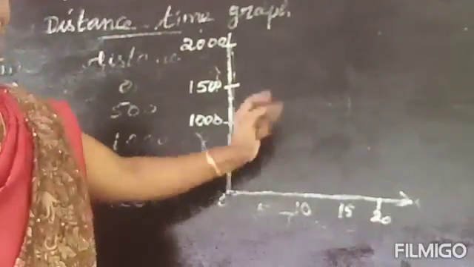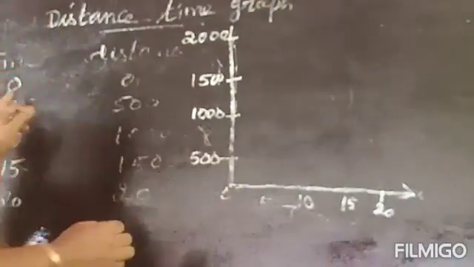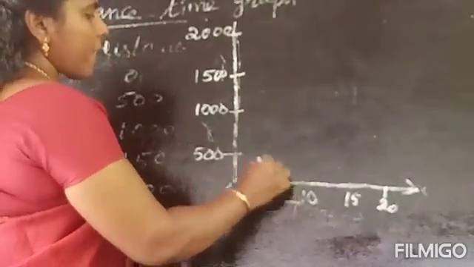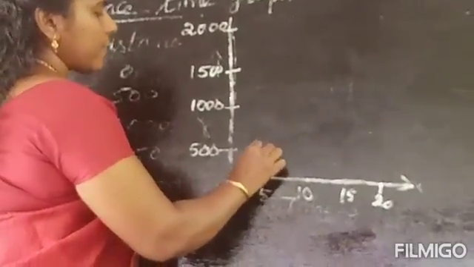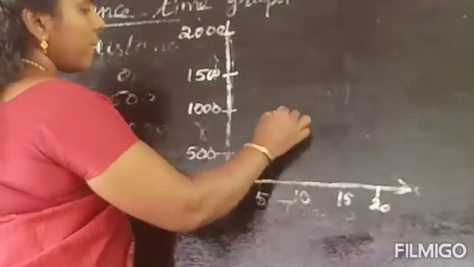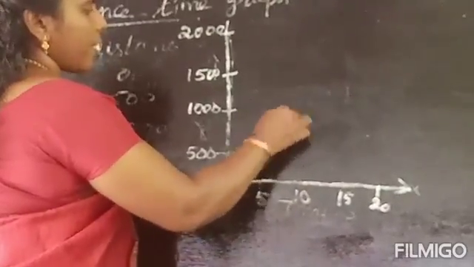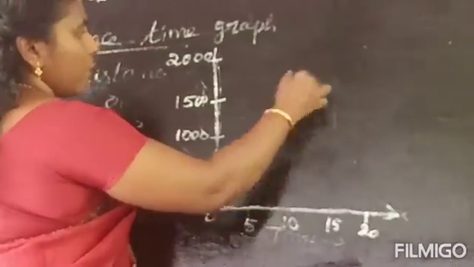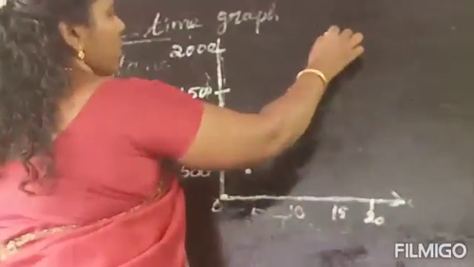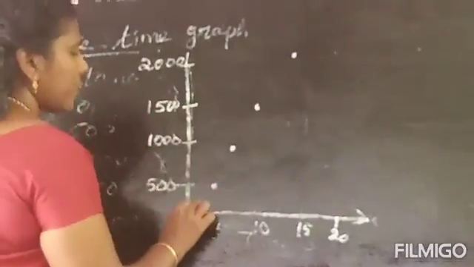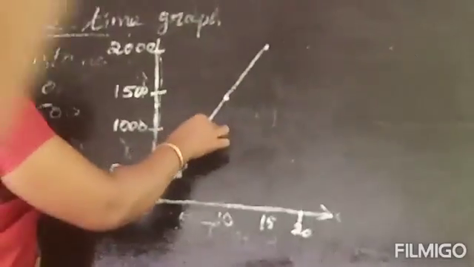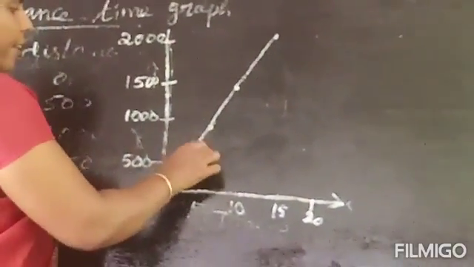Now we can plot the graph. Suppose here 0 and 0, plot the point here. Now 5, 500, we can plot this. Then 10, 1000, we can plot here. Then 15, 1500, here. Then 20, 2000, here. So you will get a straight line graph.